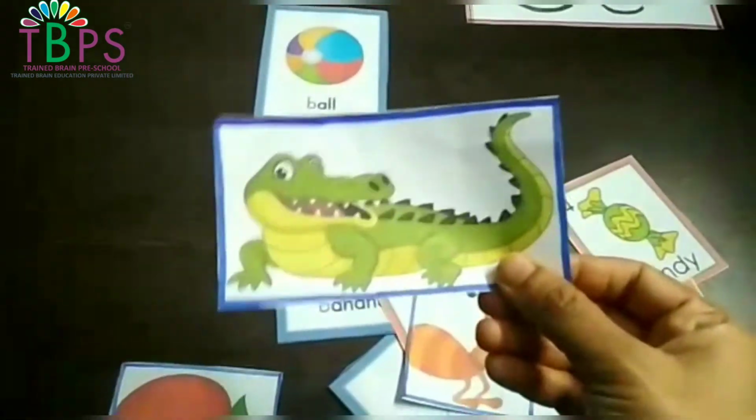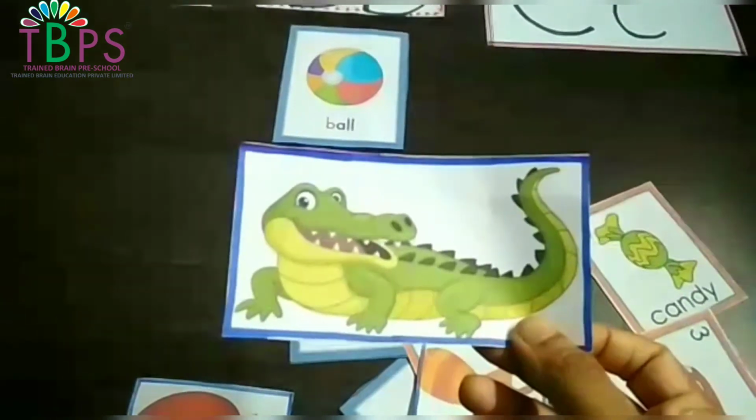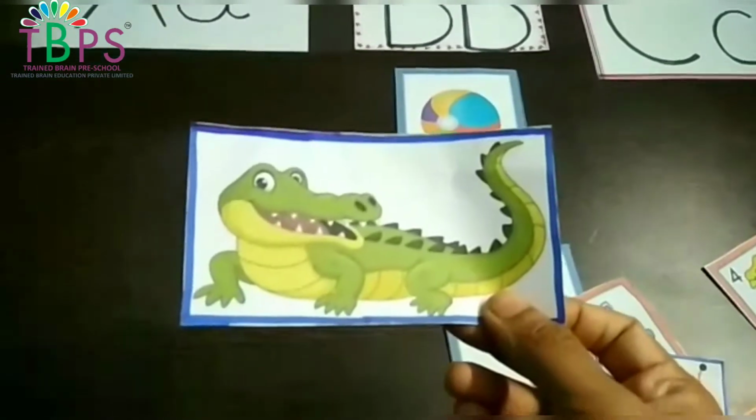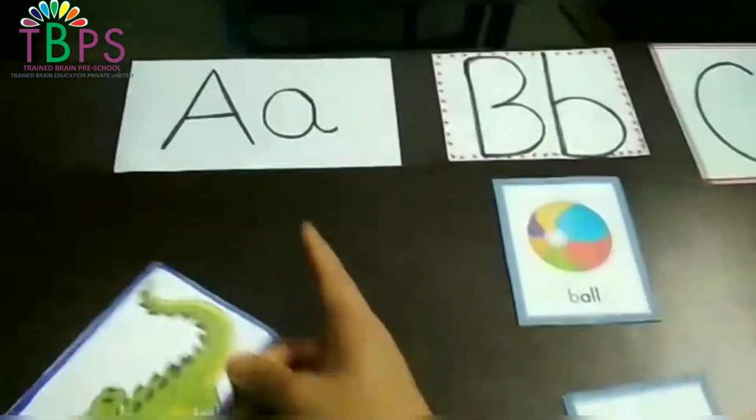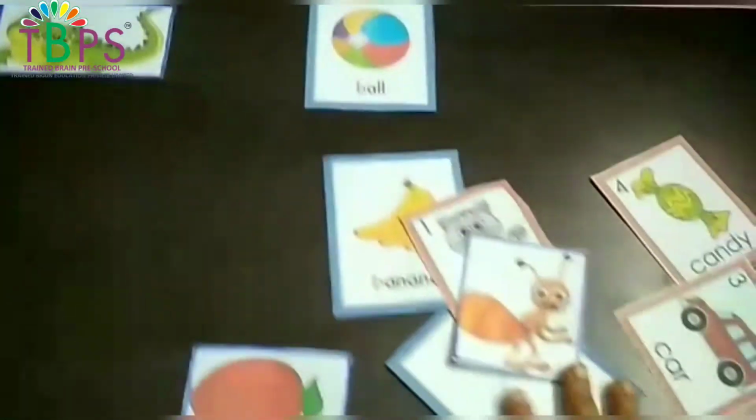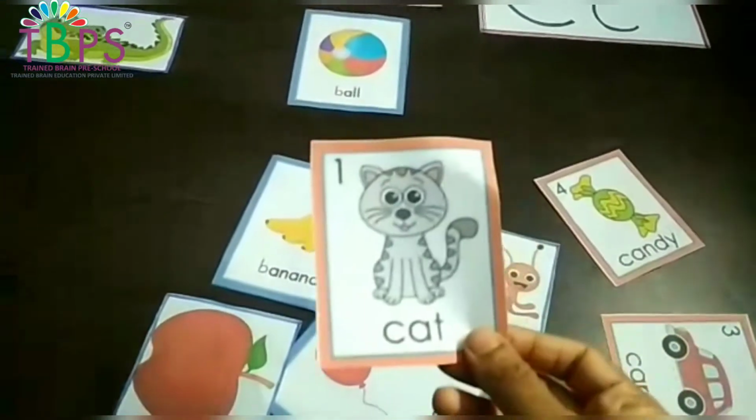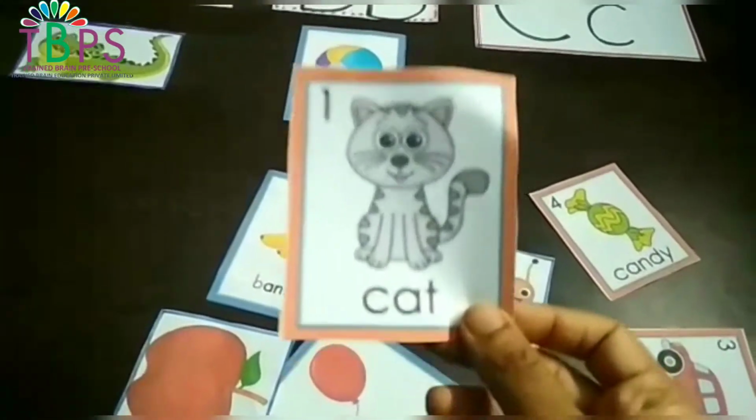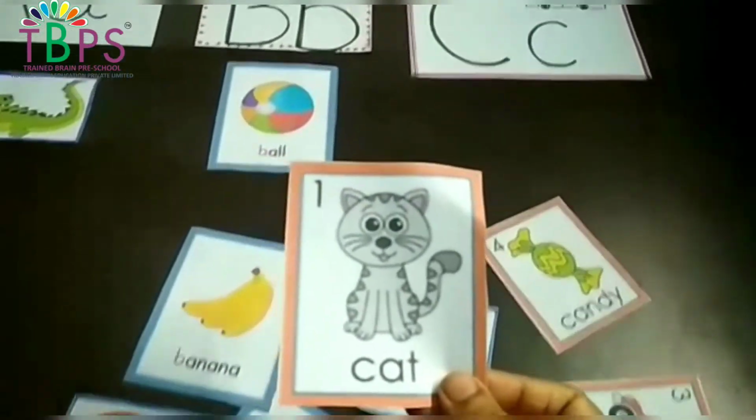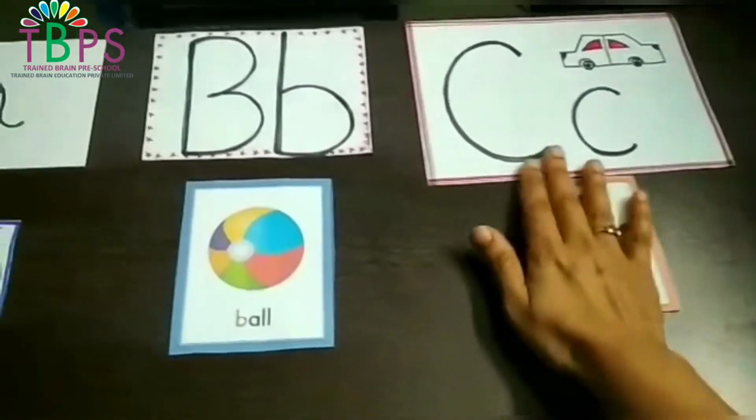Yes, what is this picture? This is a picture of an alligator. Okay, what is the sound? A. So where do I need to keep it? Which letter sound is A? A letter sound. So here is the A. So I am keeping it here. So here is a picture of cat. Cat. So which letter sound is k? C letter sound is k. So here is the C and I am keeping it under the C letter.